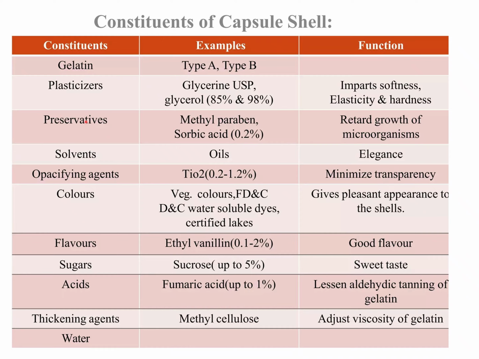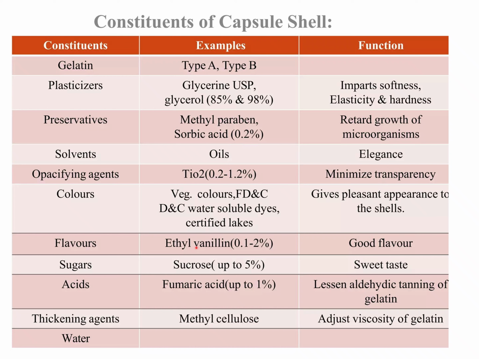Next one is preservative, like methylparaben, sorbic acid. It retards the growth of microorganisms. Next one is solvent, like oil. Then opacifier, like titanium oxide. It minimizes the transparency. Different colors are also added, like FD&C, D&C, water soluble dyes, certified lakes. It gives a pleasant appearance to the shell.